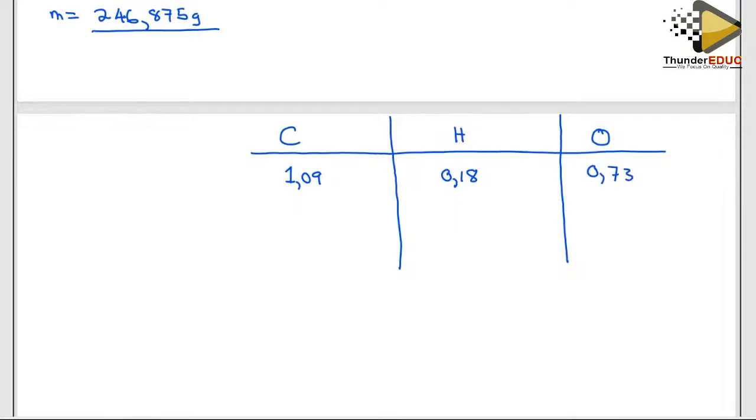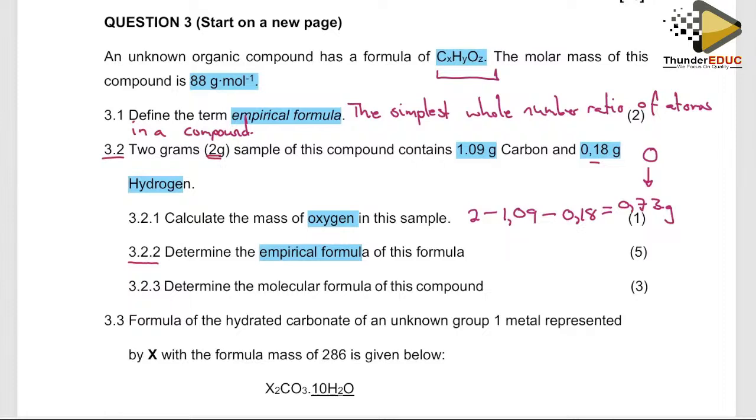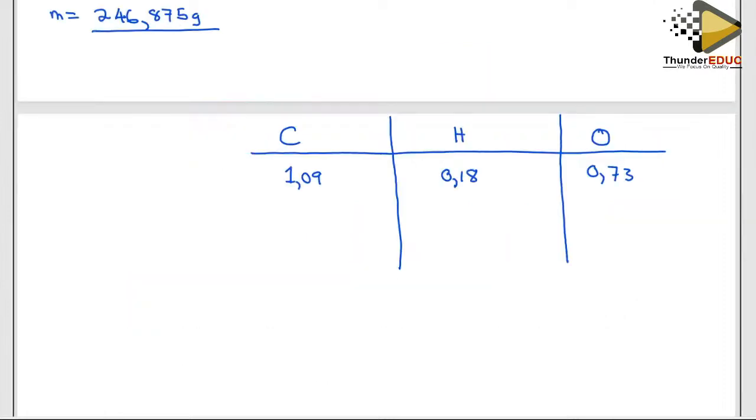If I'm not mistaken, let me just confirm. Yes, 0.73. So for us to calculate this, we also need to get the number of moles, which is m over M. The relative atomic mass for carbon is 12, hydrogen is 1, and oxygen is 16.